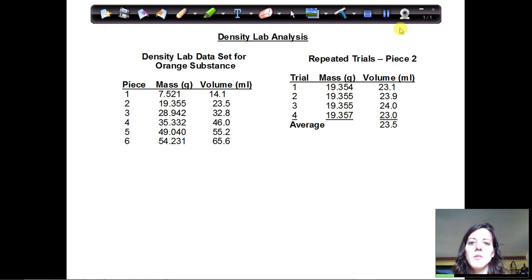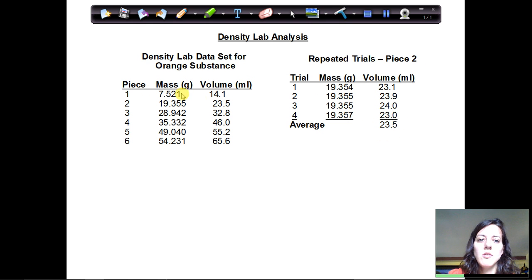Alright, this video is to help walk you through the lab analysis for your density lab. So we have two data tables. One is with 6 different size pieces where we have the mass and the corresponding volume. And for the other data table we used piece 2 and we repeatedly measured the mass and the corresponding volume to calculate the average volume.